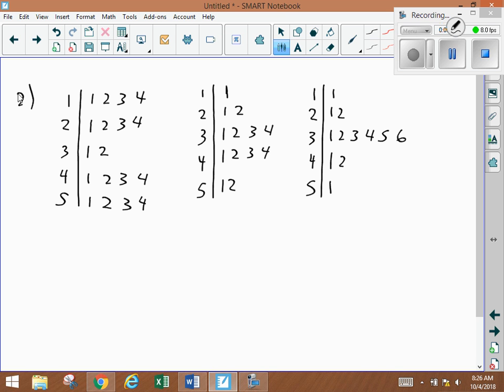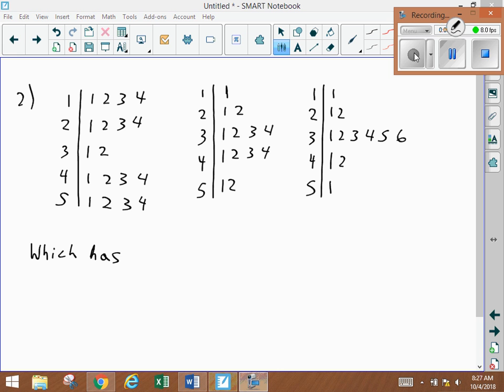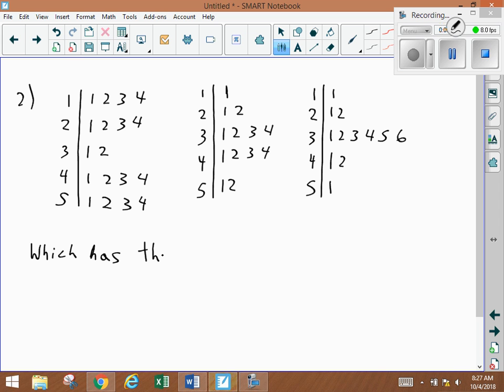Oh wait, greatest standard deviation? Hold on. You got that backwards. So which has the greatest standard deviation? It's going to be the first one. You're thinking backwards, right? The smallest standard deviation is the one on the left. All right. So which one has the greatest standard deviation?